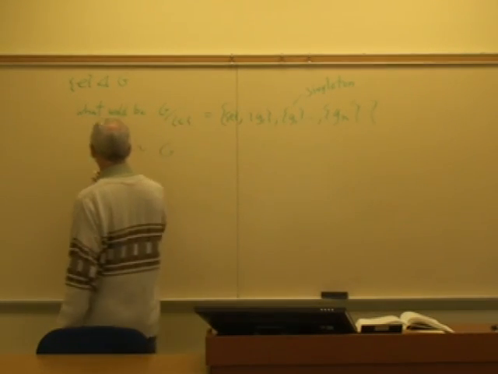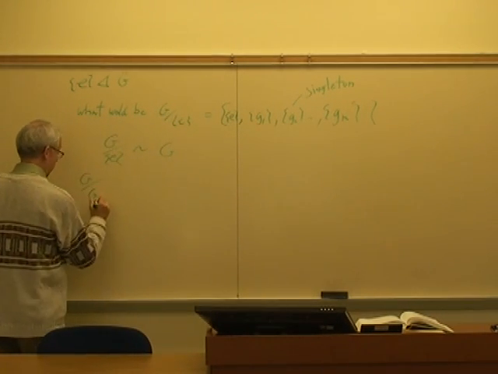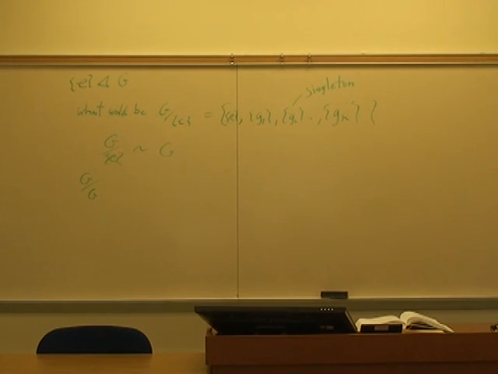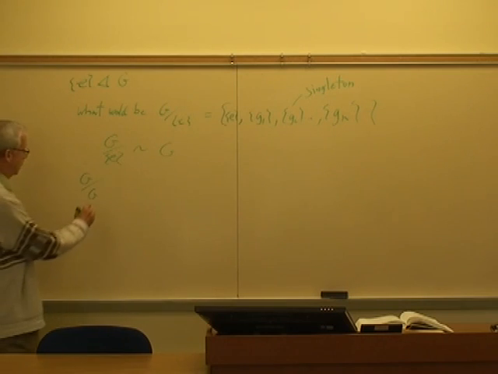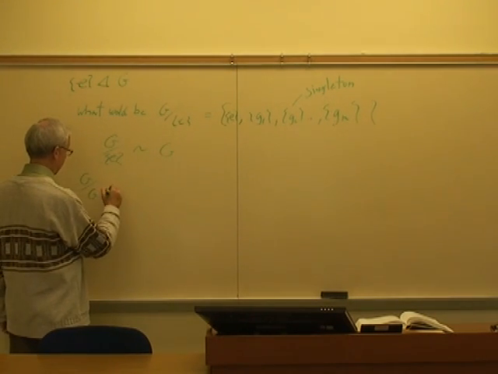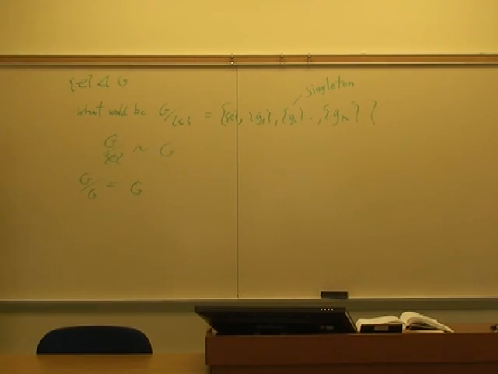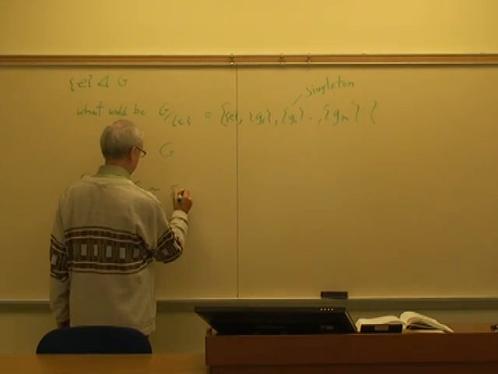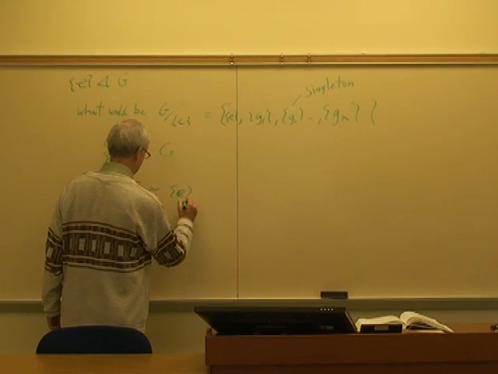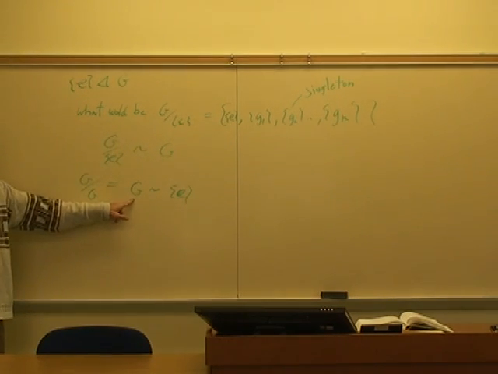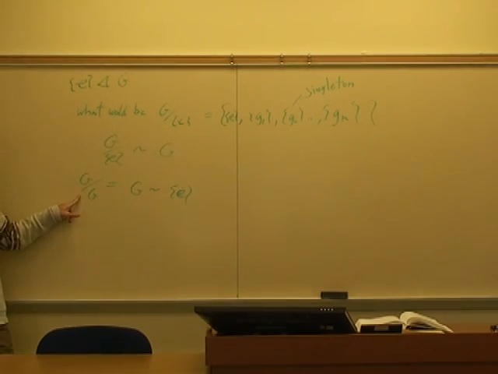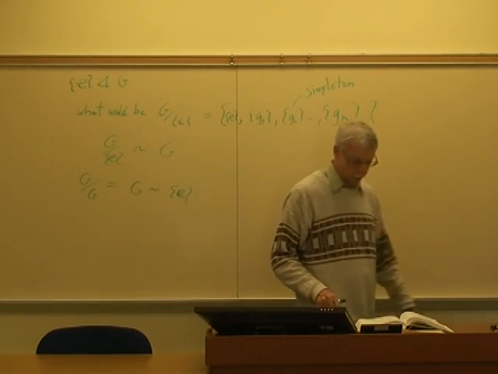And conversely, G is normal in G for sure. And G mod G only has one element in it, right? That's just a single coset, G. And so this is isomorphic to just the identity, because this is the identity in the quotient group or the factor group.